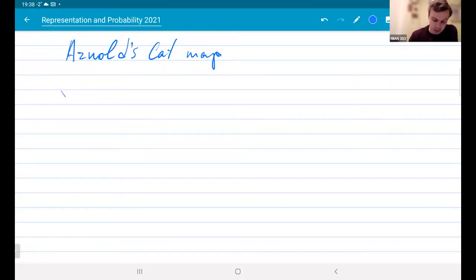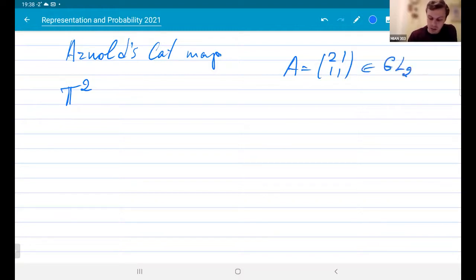So consider a two-dimensional torus, and consider a matrix. For example, we can take this matrix. What is important about this matrix? It is that this matrix belongs to GL2(Z). Well, what is GL2(Z)? GL2(Z) is the set of 2x2 matrices with integer coefficients, and what's more, what should we also require?